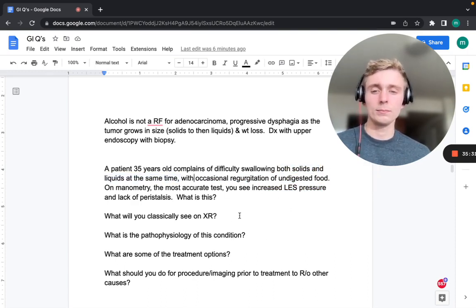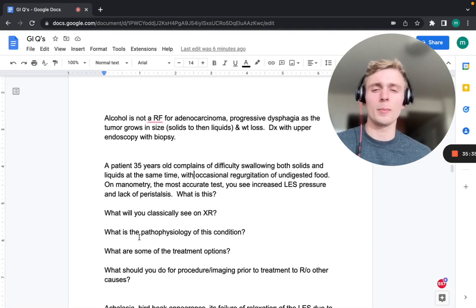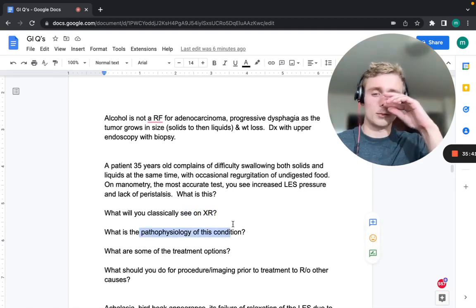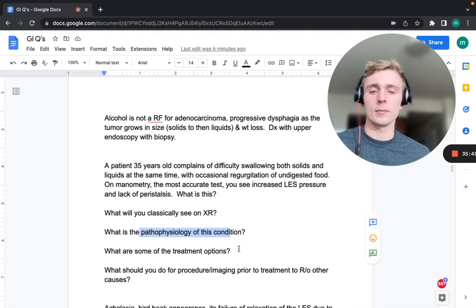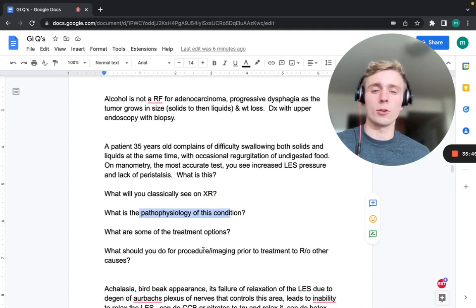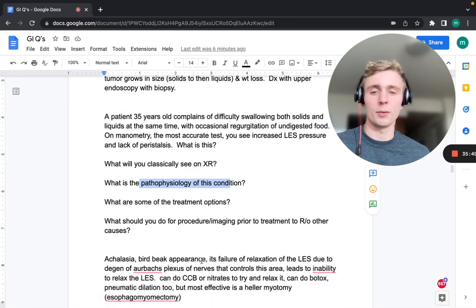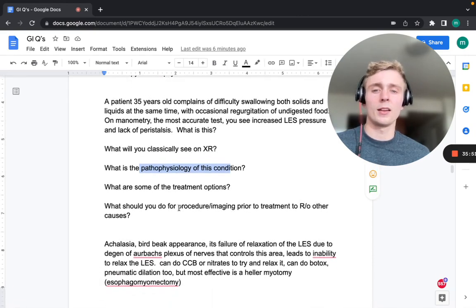Okay. What do you classically see on X-ray? What is the pathophysiology of this condition? What are some treatment options? And what should you do for procedure or imaging prior to treatment to rule out other causes? So, important one. What are you going to do prior?